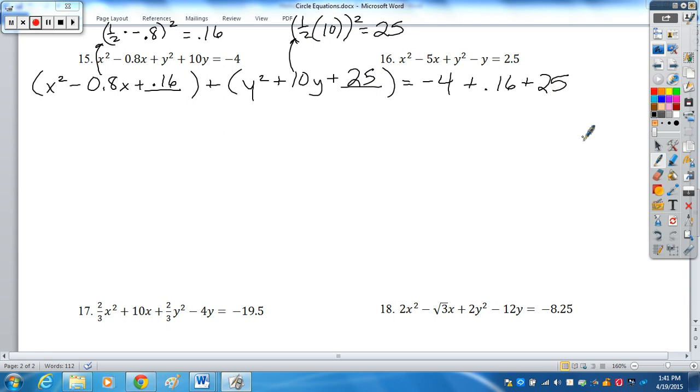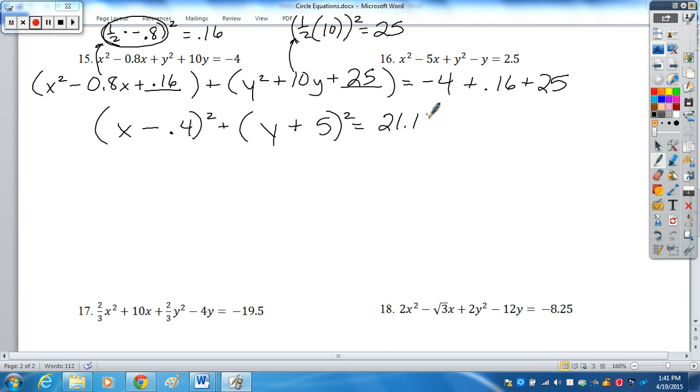Okay. Now, from there, again, I said whatever we get in here goes down here in the parentheses. So it would be x, half of negative 0.8 is going to be minus 0.4. And then for the other one, y, half of 10 is 5, so plus 5. And that would equal 21.16.